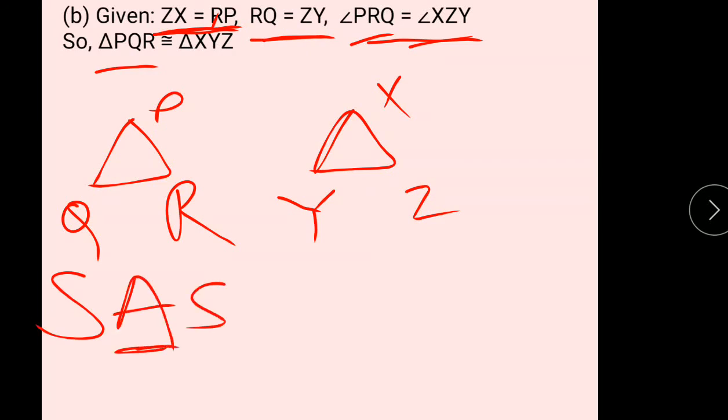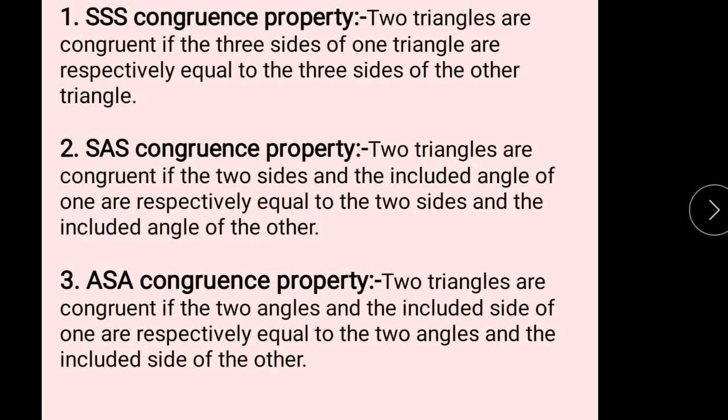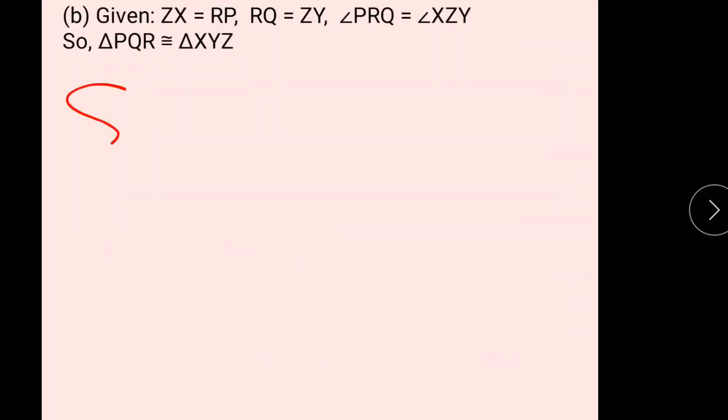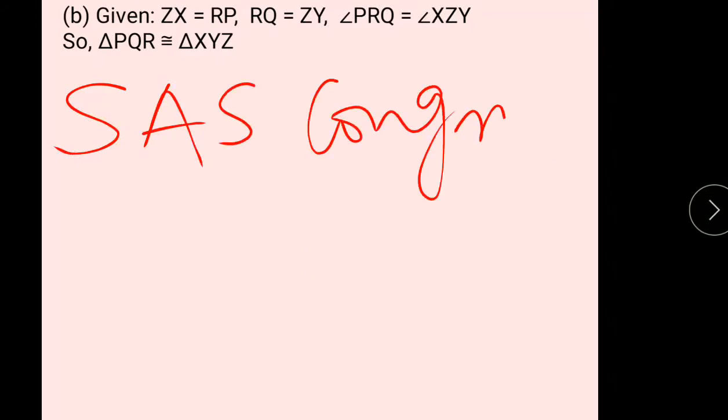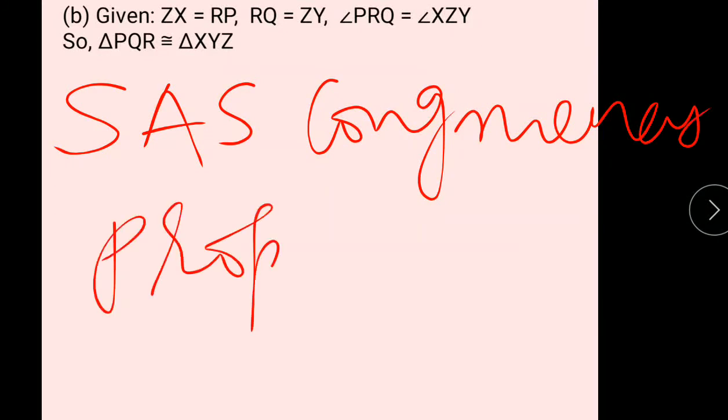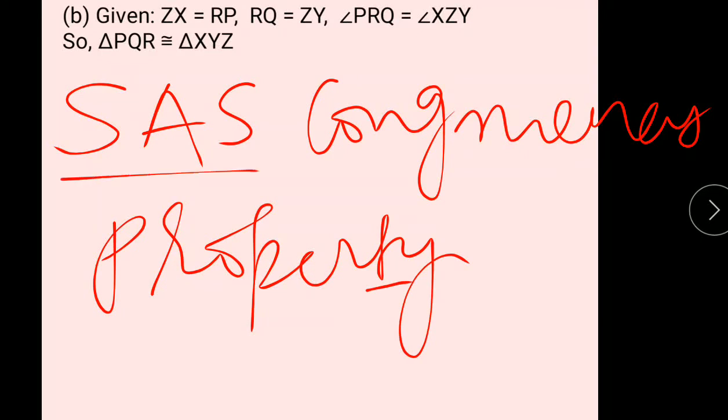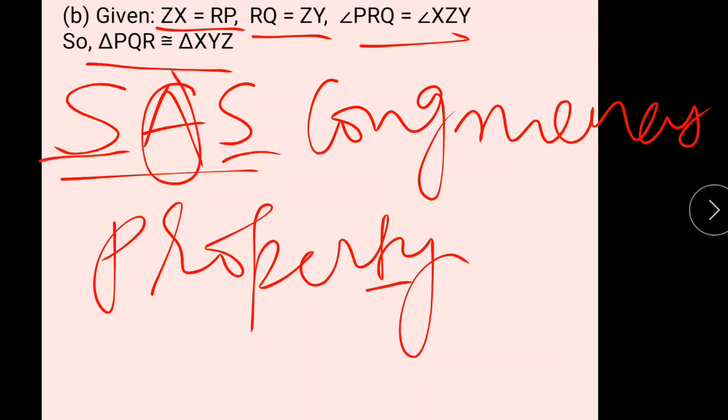Angle should be in the middle because there is no SSA. Just see here, do you see any SSA here? No, right? So it is SAS. Two sides and one angle, so it is the SAS congruency property. I hope it is clear to you. It is SAS because two sides of this triangle are equal and one angle is equal. So the angle is sandwiched in between two sides.